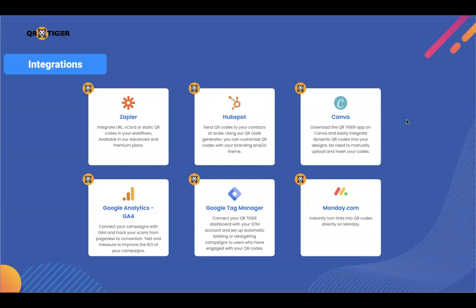We also have integration with Canva. So this is really taking your QR code design to the next level, being able to integrate those dynamic QR codes into your designs in Canva. Then we have Google Analytics, so connecting your campaigns, tracking those scans from a page view to conversion, being able to test and measure and improve the ROI of your campaigns. Then Google Tag Manager, so able to connect your QR Tiger dashboard to your GTM account and set up automatic bidding and retargeting campaigns to users who have engaged with your QR codes. And then lastly, we have integration with Monday.com. So, instantly turning those links into QR codes directly through Monday.com, through that CRM, if that's one that you use.